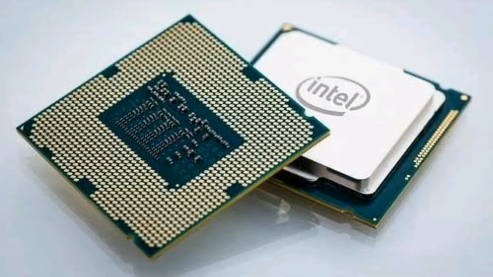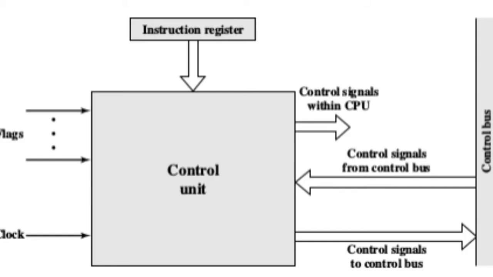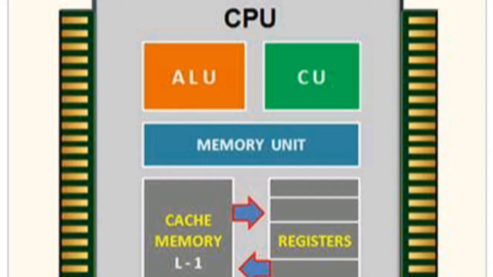So now let's talk about the control unit. The control unit is a component of the CPU that directs the operation of the processor. It tells the computer memory, arithmetic and logic unit, and input and output devices how to respond to the instructions that have been sent to the processor. And this is all about the control unit.